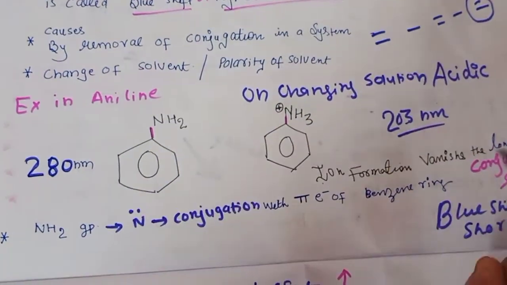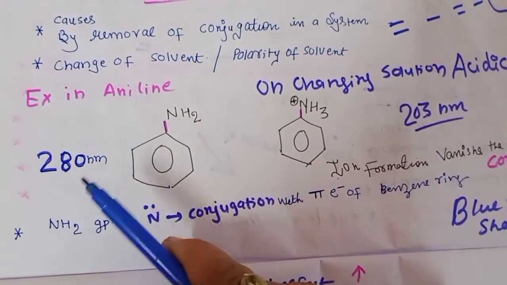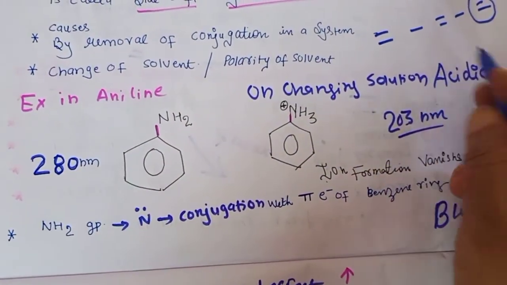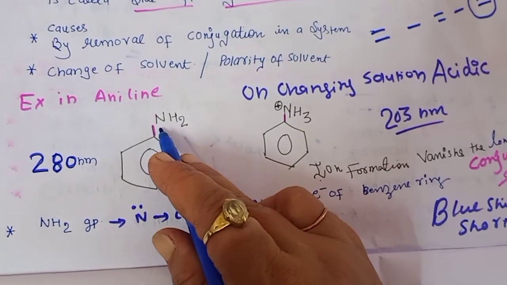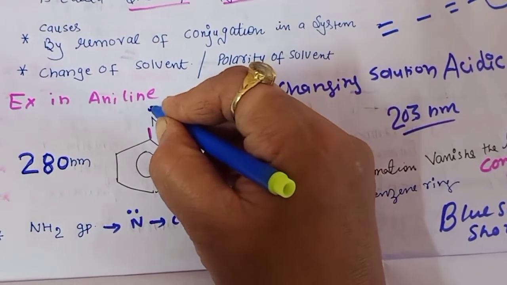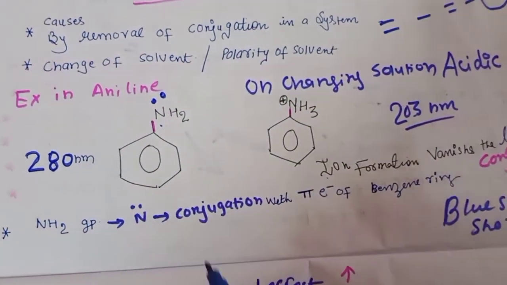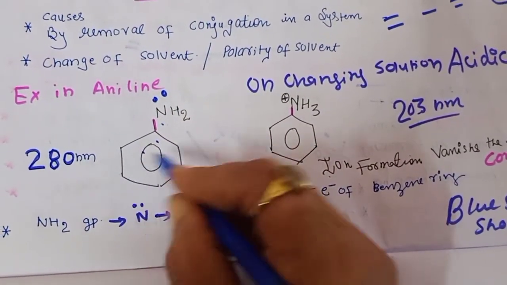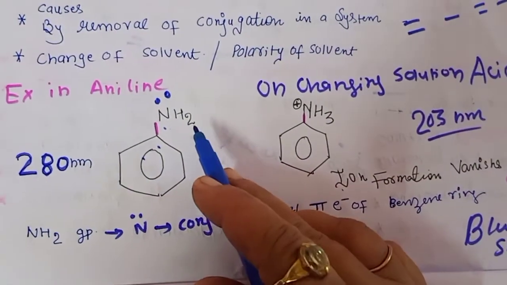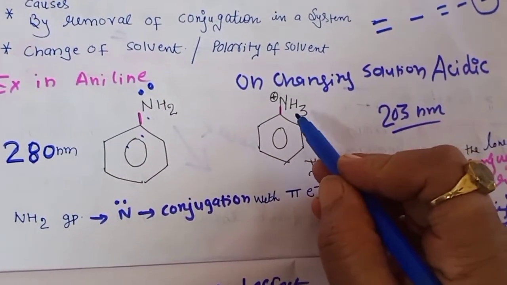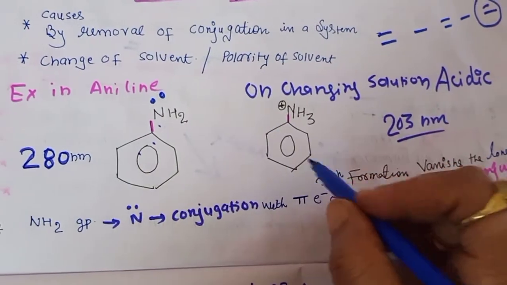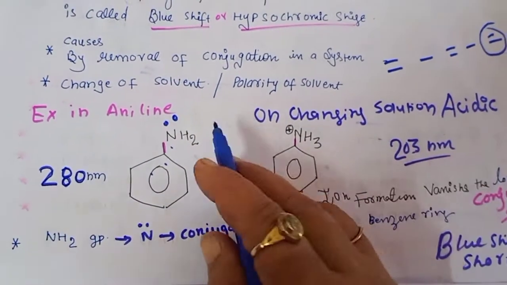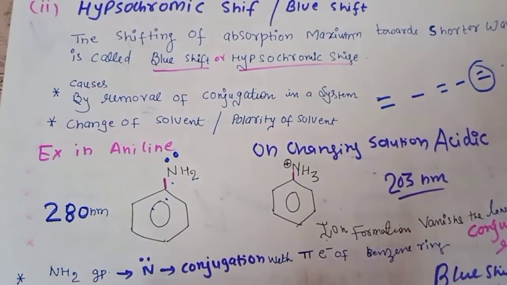Means, for example, in aniline, the value was 280. But if we change the solution to the acidic medium, the value will decrease, because here nitrogen is having the lone pair of electrons. So this nitrogen is in conjugation with the pi electrons, so delocalization of electrons can take place. But if we change the solvent to acidic, it will take H plus, and this will decrease the value from 280 nanometer to 203, means our absorption wavelength decreases. So this type of shift is known as the blue shift.